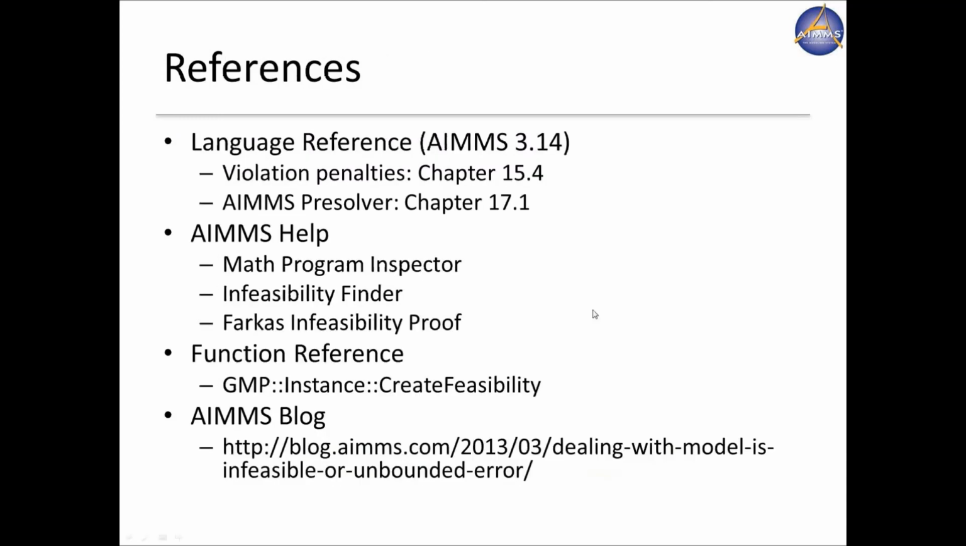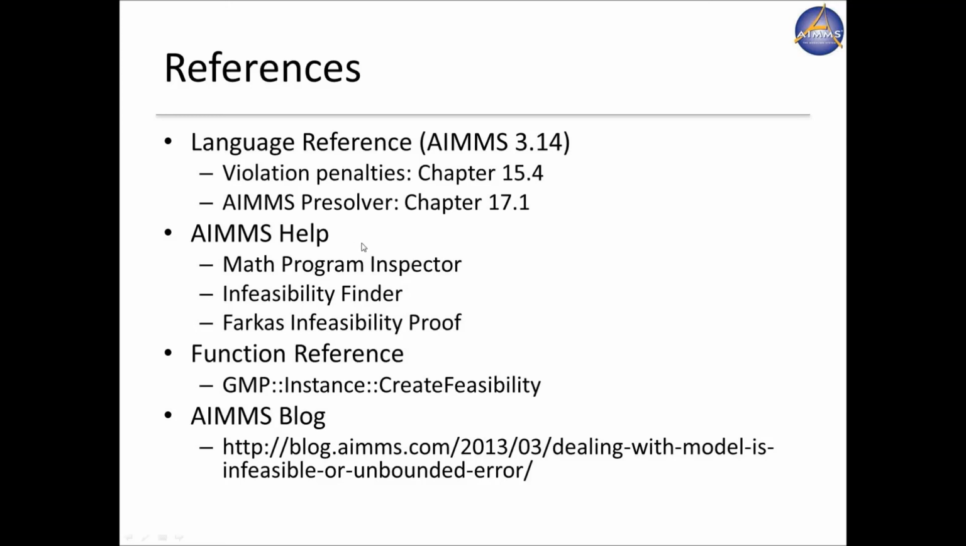Okay, I have only one more slide, namely I only want to give you some references to all the information that was presented here, so references in the AIMMS documentation. In the language reference you can find more information about the violation penalties, namely chapter 15.4, and you can also find more information now about the AIMMS Presolver in chapter 17.1. So that's the language reference for AIMMS 3.14. For other versions the chapter numbers might be different.